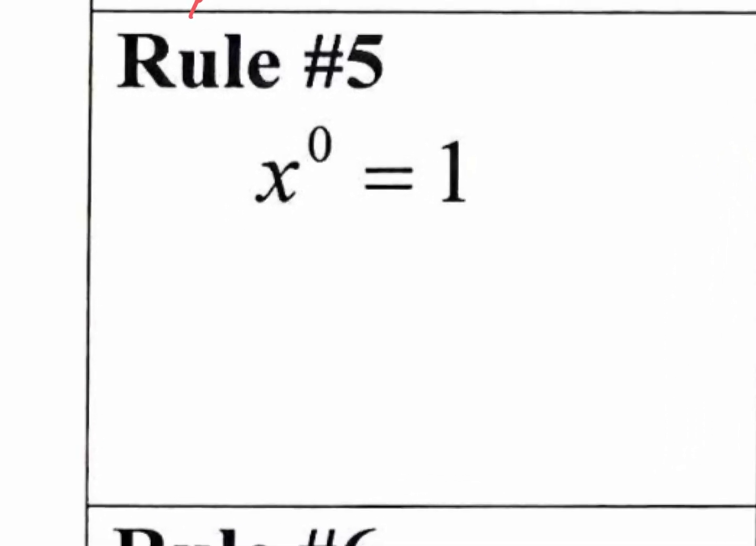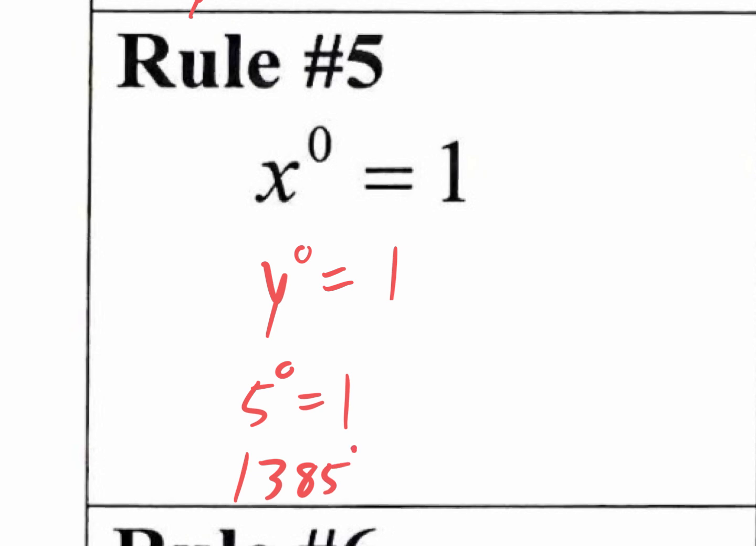Anything to the power of 0 is equal to 1. X to the power of 0 equals 1. Y to the power of 0 equals 1. 5 to the power of 0 equals 1. You get it? 1,385 to the power of 0 equals 1. Yay? So what if I said, what's 2x to the power of 0? What does that equal? It equals 2.